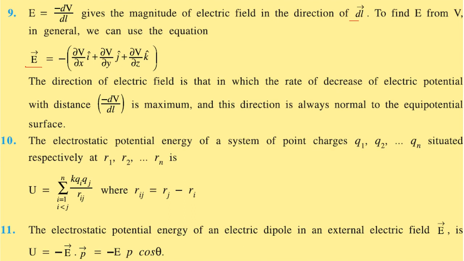The direction of the electric field is that in which the rate of decrease of electric potential with distance is maximum, and this direction is always normal to the equipotential surface. The electrostatic potential energy of a system of charges q1 to qn, situated at r1 to rn, is given by the sum over i less than j of k qi qj by rij, where rij is rj minus ri. The electrostatic potential energy of an electric dipole in an external electric field is given by U equal to minus E dot P, which is minus EP cos theta. This is a dot product.